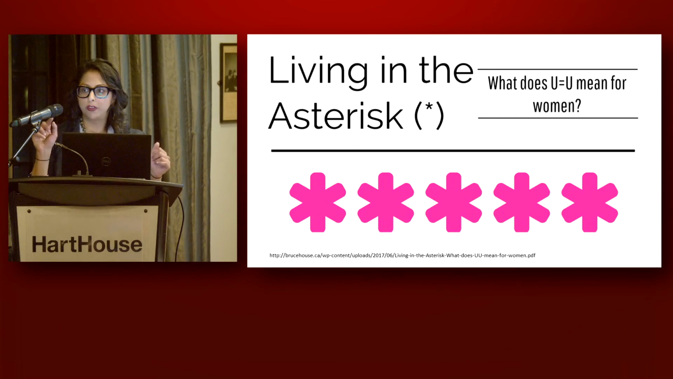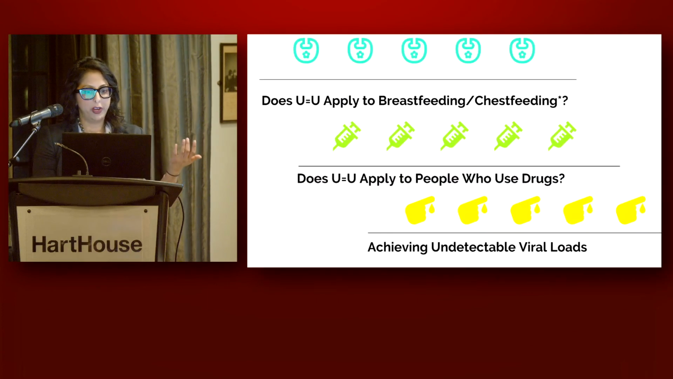So they said, if U equals U, asterisk, what does it mean for the people who live in the asterisk? So for example, does U equals U apply to breastfeeding or chest feeding? No, right? U equals U really just applies to sexual transmission, but when we talk about U equals U in this kind of blanket way, it can be really confusing for people or unclear, right? When does this apply? It does not apply for breastfeeding, and it doesn't apply to people who use drugs, right? Like it's not talking about needle transmission, it's only talking about sexual transmission.